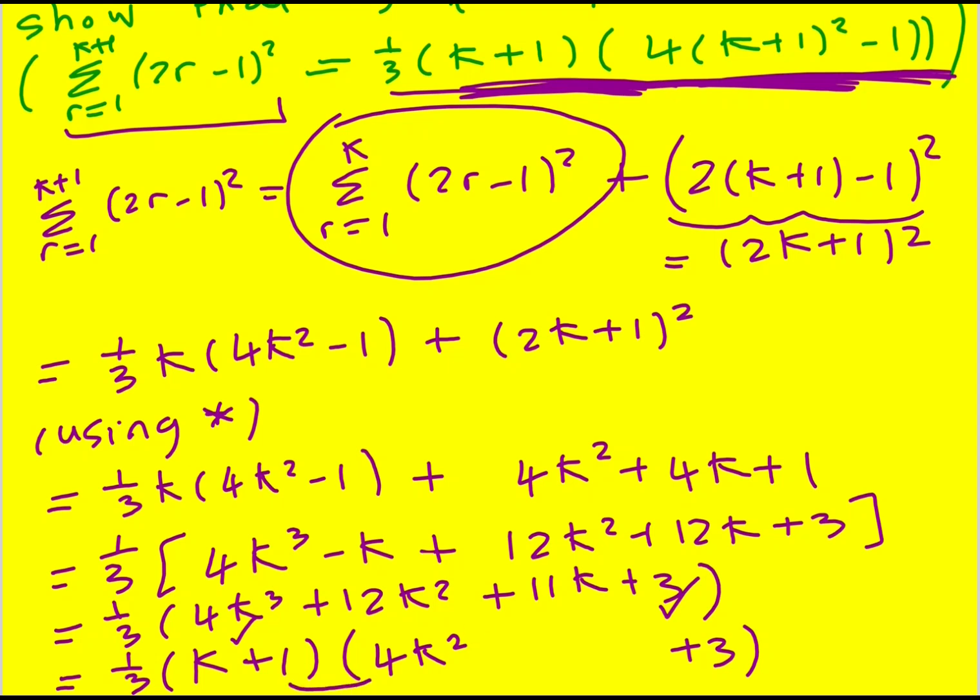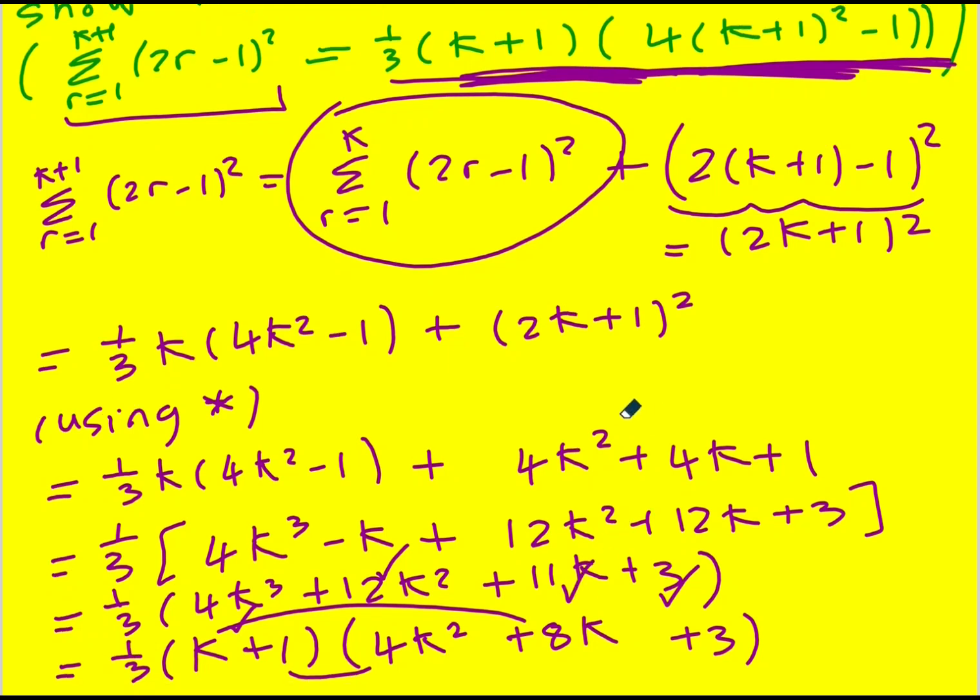Well, I've got 4k squared already. So if I do plus 8k here, then I'll get another 8k squared. So that term will be guaranteed. And if I now just multiply through to see how I get my k's, I get k times 3 to give me 3k, and 8k times 1 to give me 11k. That one works. So we're nearly there.